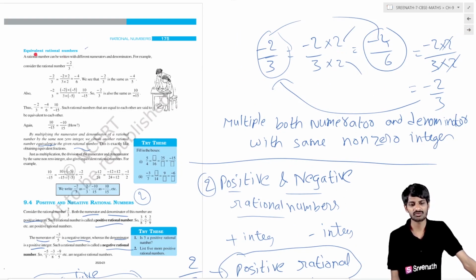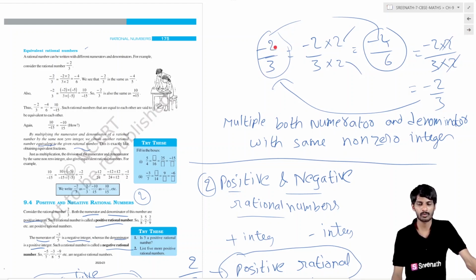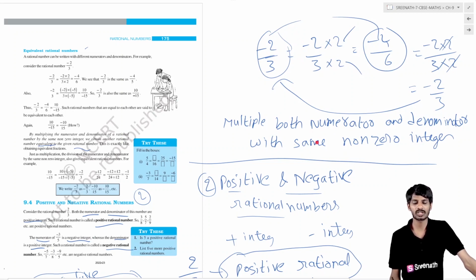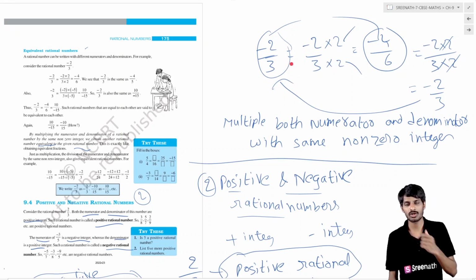And the next one is equivalent rational numbers. One rational number can be written in other forms with different numerator and denominator, for example minus 2 by 3, by multiplying both numerator and denominator with the same non-zero integer. We get different rational numbers with different numerators and denominators, but both these rational numbers are the same, because we are multiplying numerator and denominator with the same common factor, the same non-zero integer.